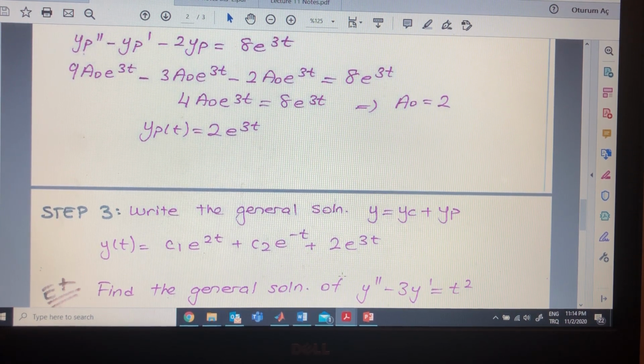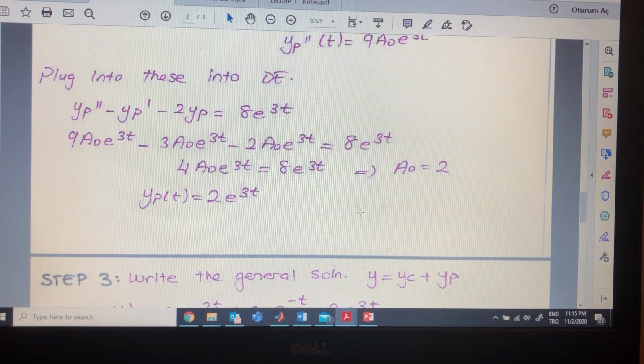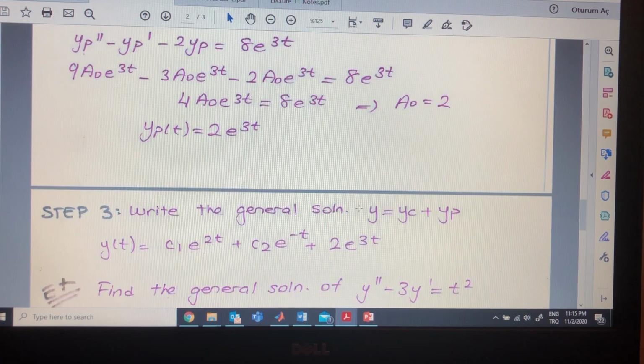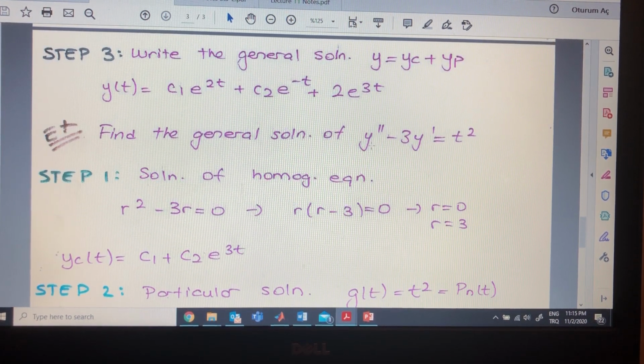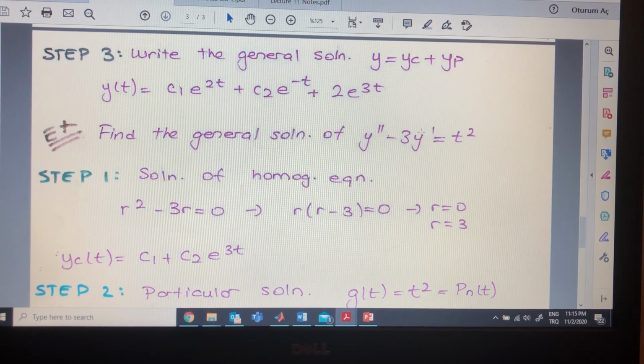In this one, it is important for you to understand how you are finding the right trial form of your solution. Okay, let's look at another example. Look at that, y second derivative minus 3 y derivative equals t squared. As a first step, I need to solve the homogeneous part, once this right hand side is 0. So I'm writing the characteristic equation r squared minus 3r equals 0, and for that one you can factor out r. You have 0 and 3 as roots.